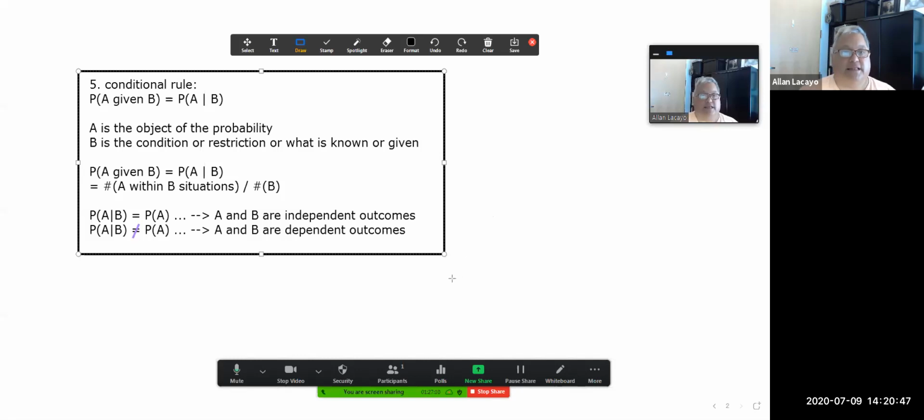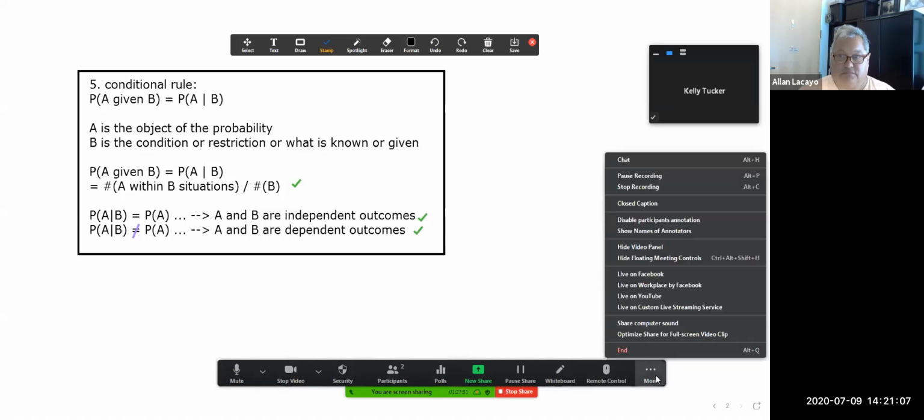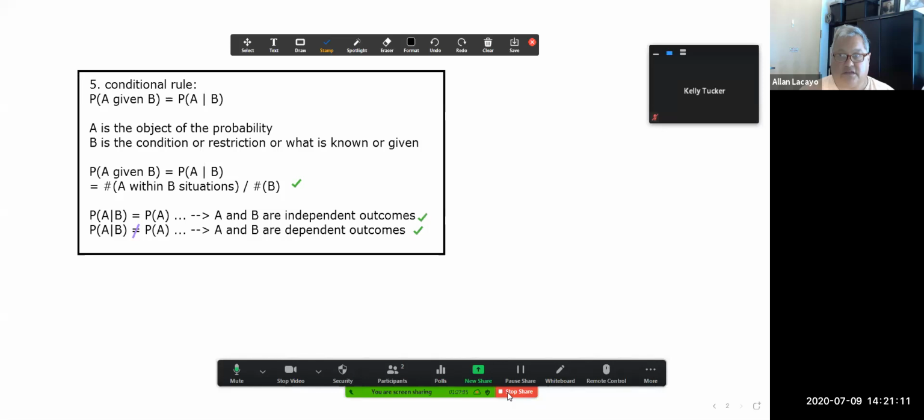So I hope that the conditional rule of probability is something that you find useful, that this conversation about the conditional rule of probability is found useful.